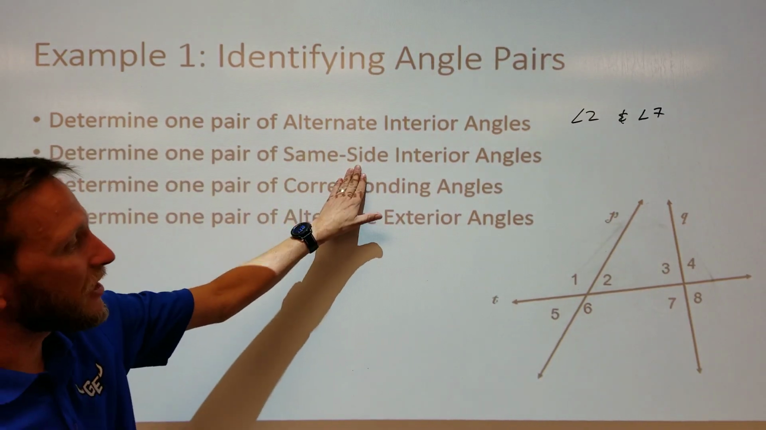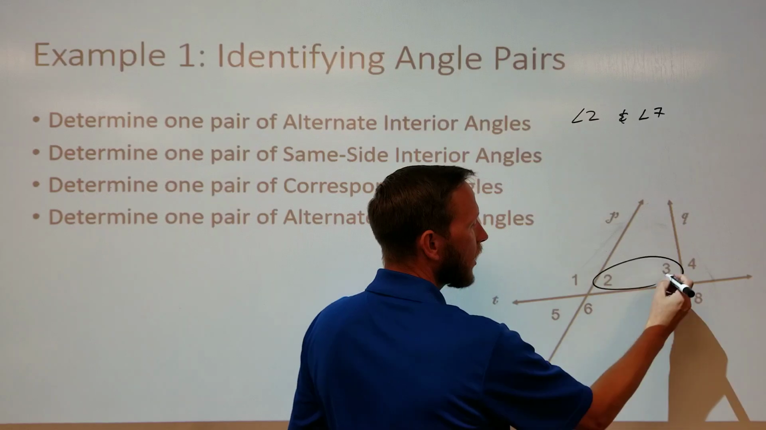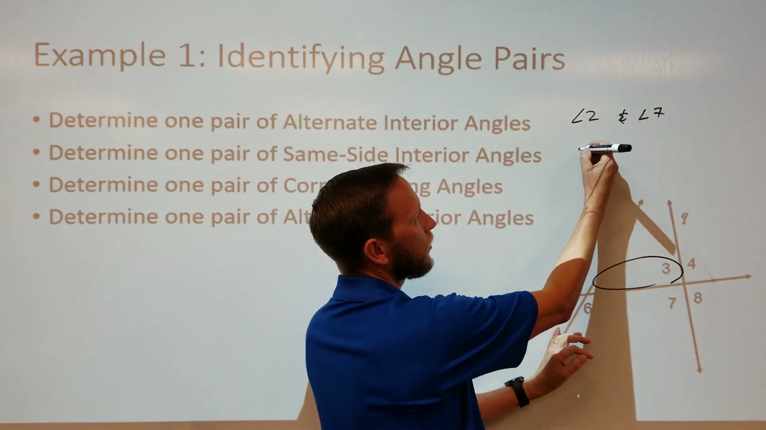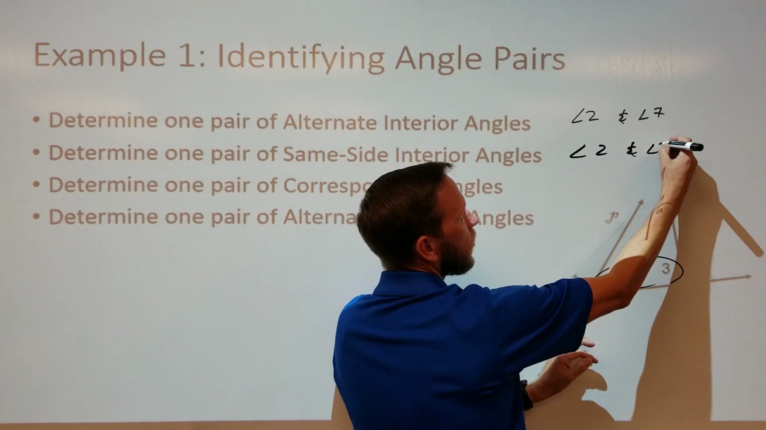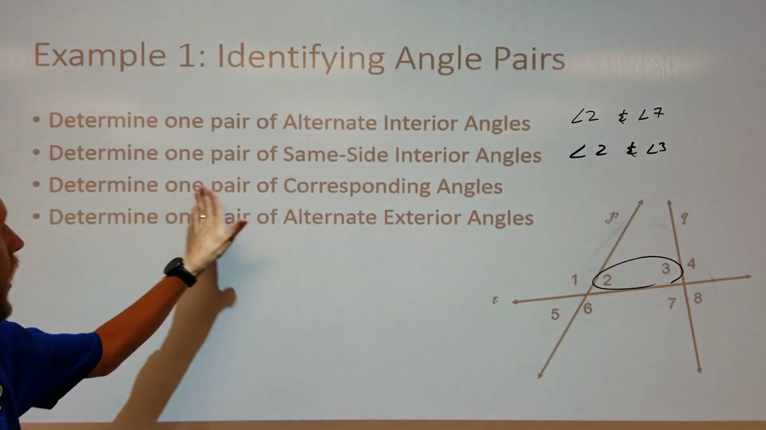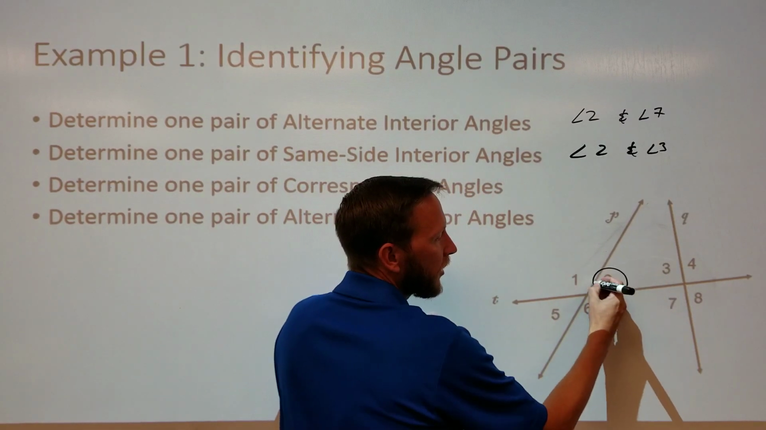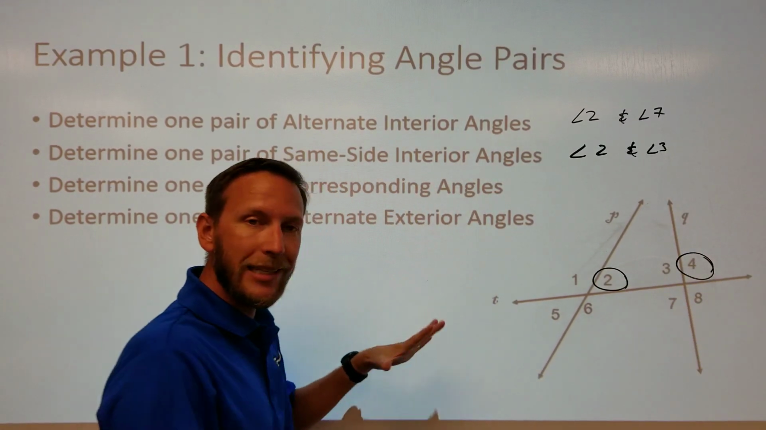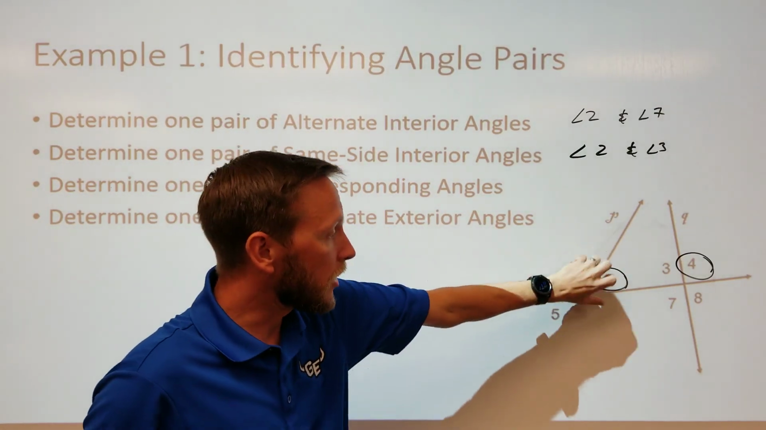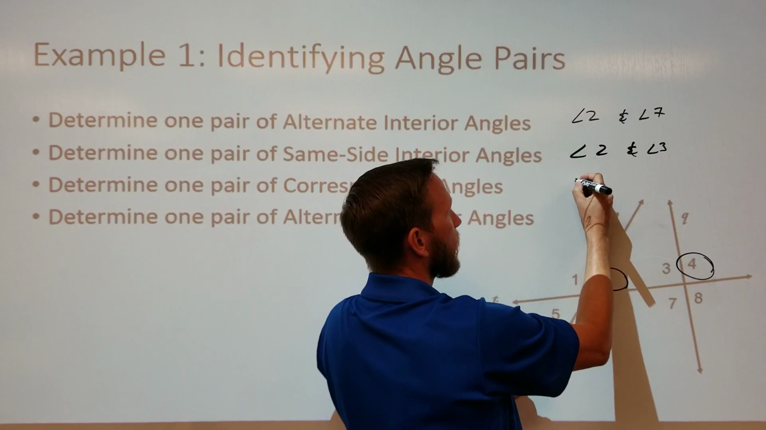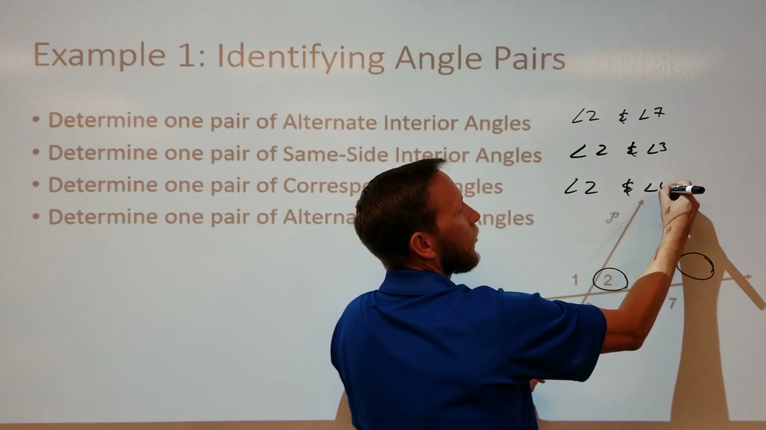A pair of same side interior angles. Well, 2 and 3 are on the same side of line T, and they are interior between lines P and Q. So angle 2 and angle 3 are same side interior. Determine one pair of corresponding angles. I'm just keeping with angle 2 here. I know that this angle and this angle are in the same location between this set of 4 and that set of 4. All right, they're both in the upper right corner. So I'm going to have angle 2 and angle 4.